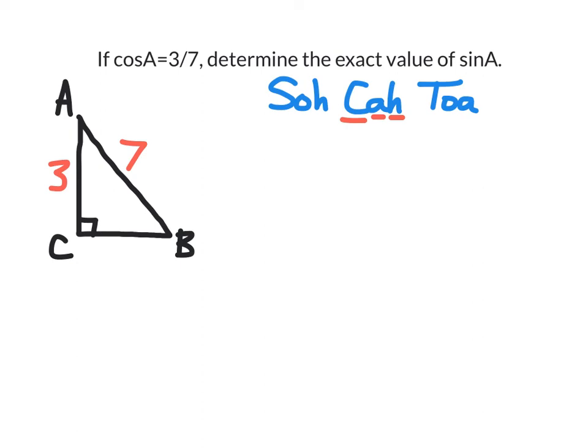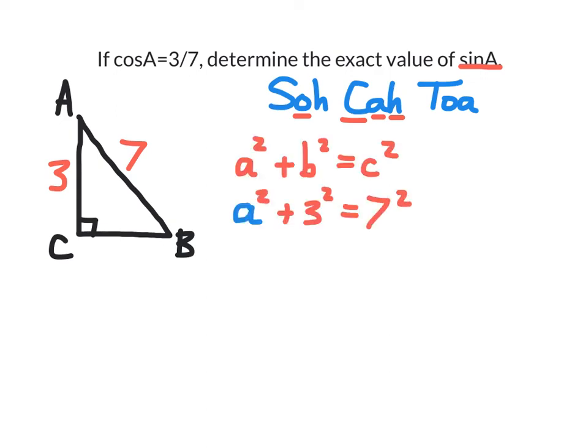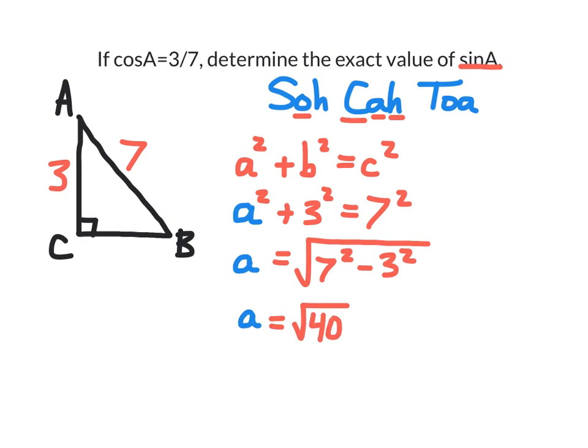To calculate the sine of A, I need to know the opposite of A, which I'll use the Pythagorean theorem to figure out. Plug in my numbers, and then isolate for A, and then solve for my exact answer. So my unknown side is the square root of 40.